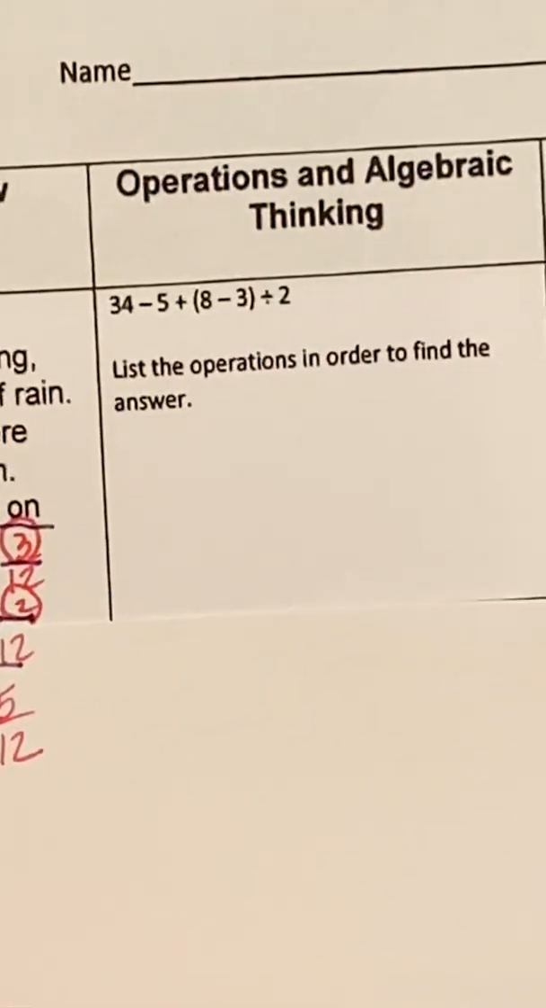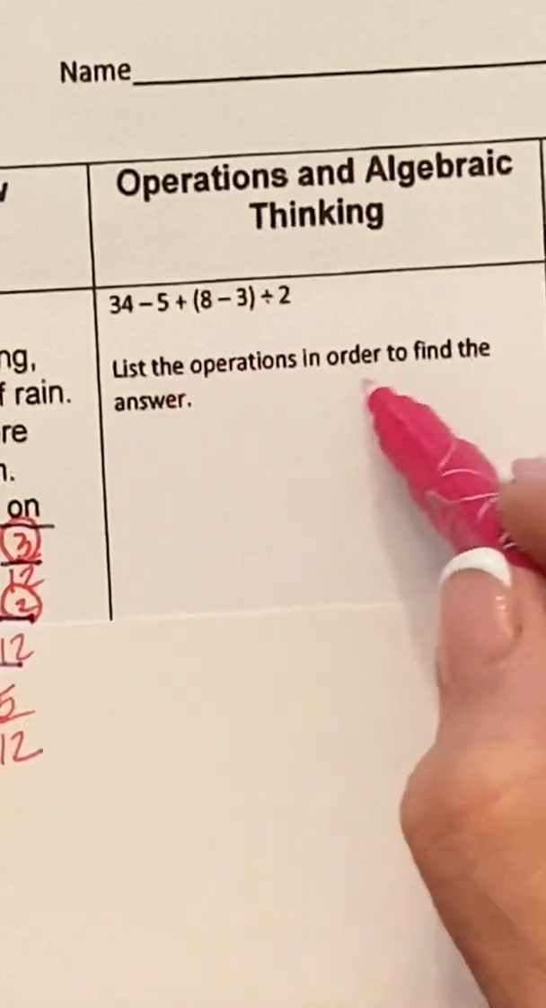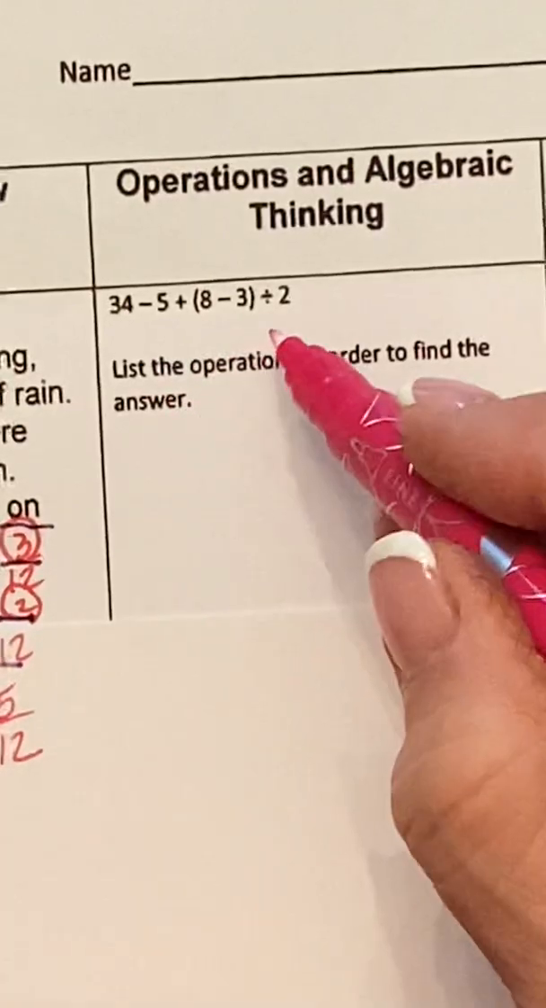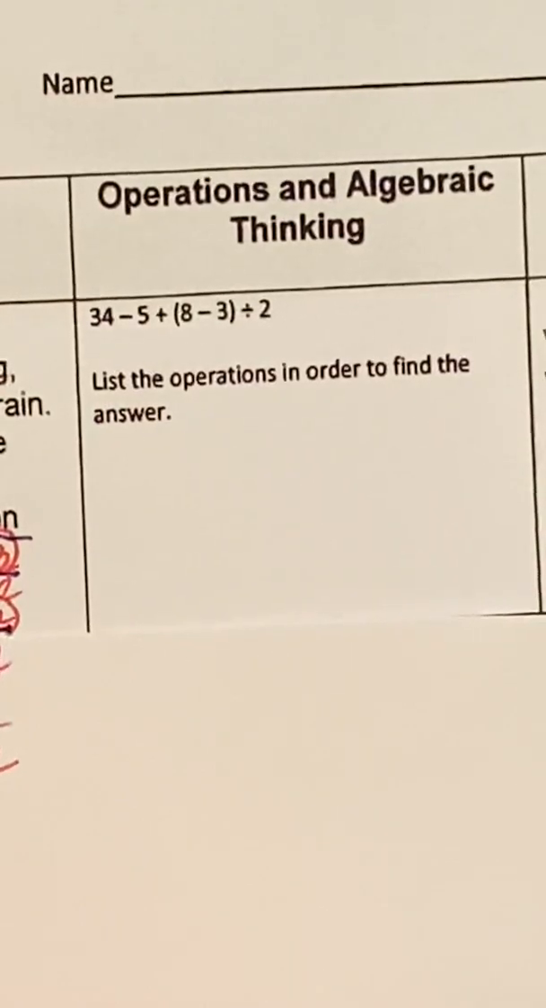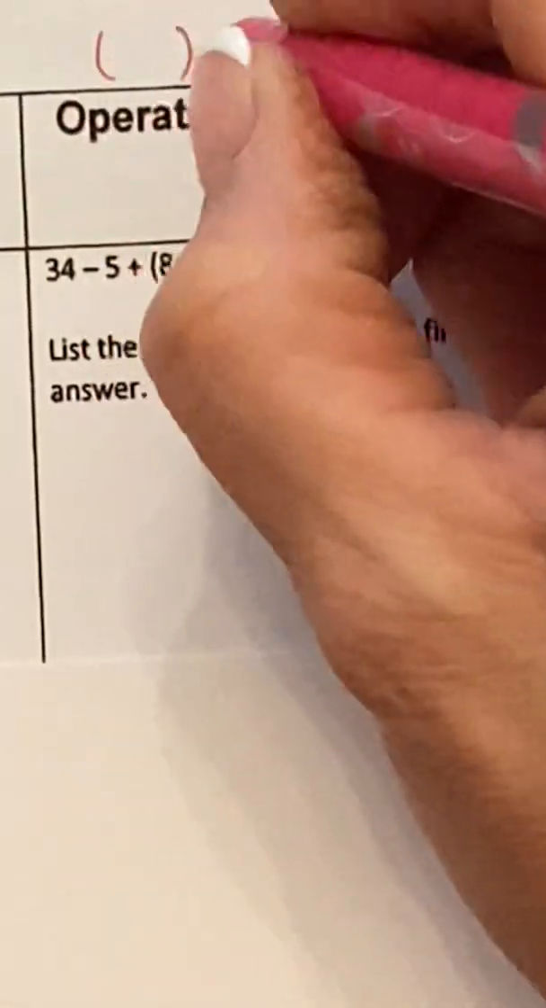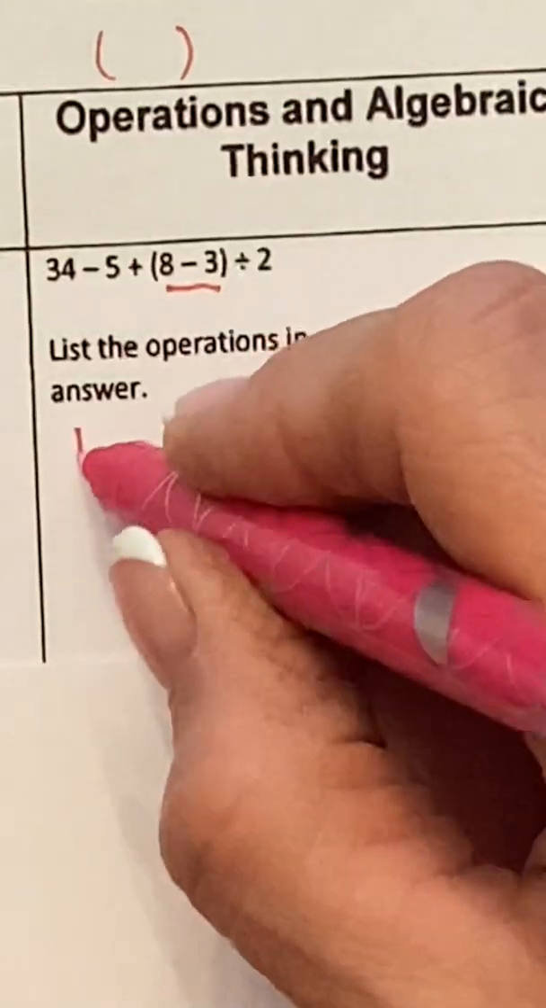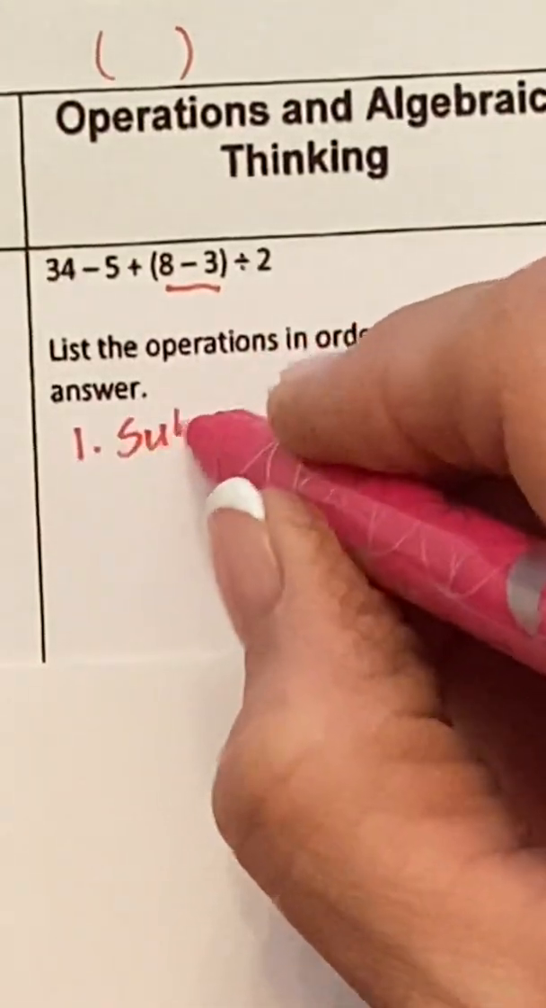All right, let's look at this other one. This problem says list the operations in order to find the answer. Right now, all they're asking you to do is list the operations in the order that they occur. They're not saying say parentheses first, although that is what you do first. But what operation is in the parentheses first? If you said subtraction, you're right. So you have to subtract first.